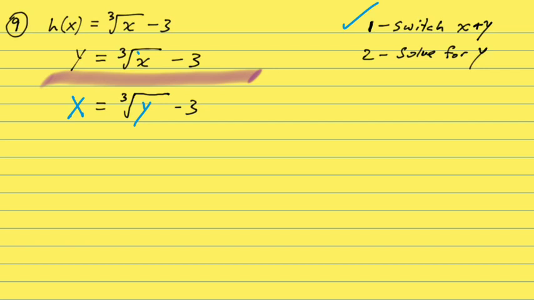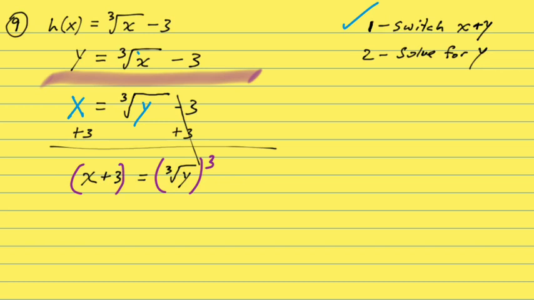Solve for y. So the opposite of subtracting 3 would be to add 3. So I would have x plus 3 equaling the cube root of y. How do you get rid of the cube root? You raise it to the 3rd power. If you do it to one side, you have to do the same to both sides. So now you have this x plus 3 quantity cubed equaling y. So now I've done both of them. I switched x and y, and I solved for y.